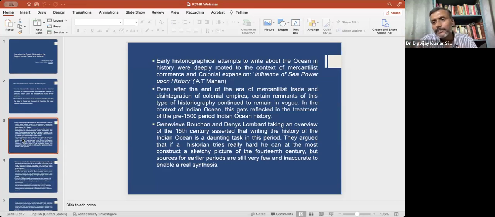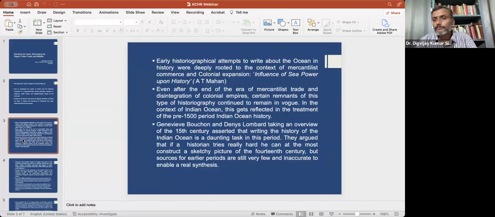So Dasgupta, Pearson, K.N. Chaudhuri, and others also made an attempt to look at the Indian Ocean as a unified historical subject. And in this process, they focused particularly on two or three things. One was obviously long distance maritime trade. Second was merchant communities, and third was the port. Now these three categories, merchant communities, port, and long distance maritime trade, became the main historical categories through which the history of the Western Indian Ocean was written, as well as how the impact of developments in the Indian Ocean on the Western seaboard or Eastern seaboard of India came to be historicized and analyzed.